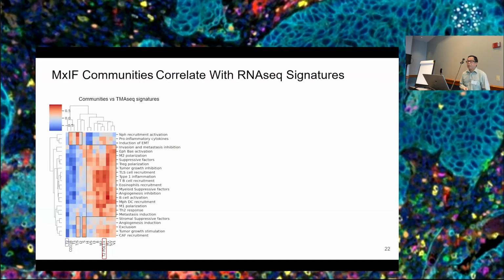The next part, we checked RNA sequencing. Essentially, we have different sets of genes that are always expressed together. We call it a gene signature.